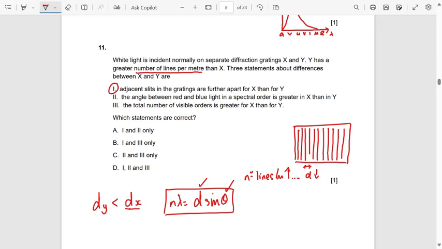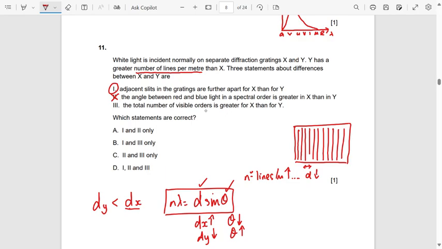So if dx is greater in X than in Y, then for dx, it's bigger, therefore theta is smaller. If dy is smaller, then theta is bigger. So actually, we can see that this is incorrect. It's incorrect.